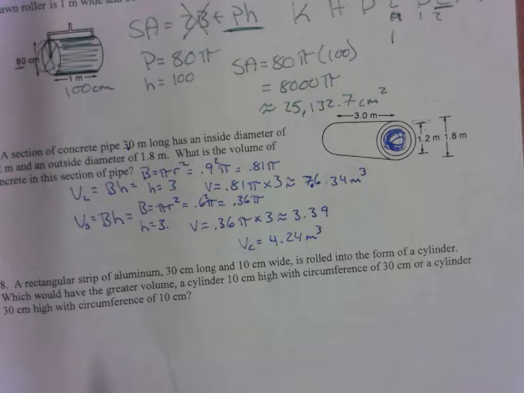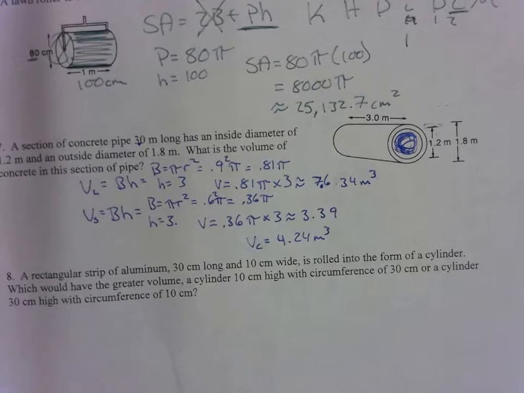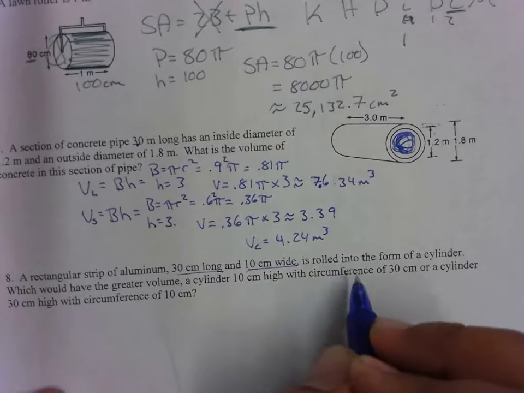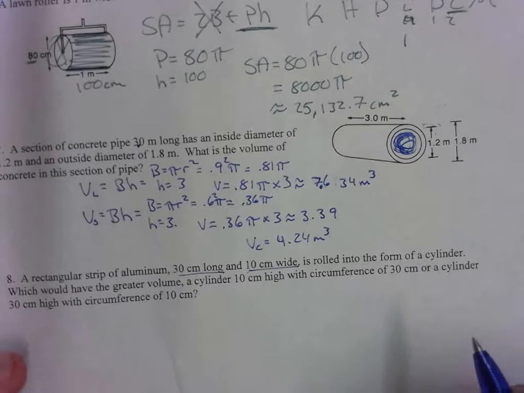Alright, a rectangular strip of aluminum is 30 by 10 and is rolled into a cylinder. Which would have a greater volume: a cylinder 10 centimeters high with a circumference of 30, or a cylinder 30 centimeters high?